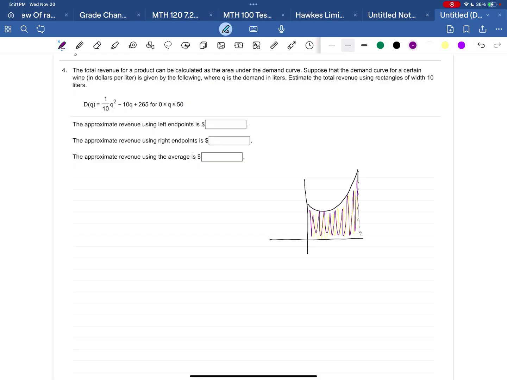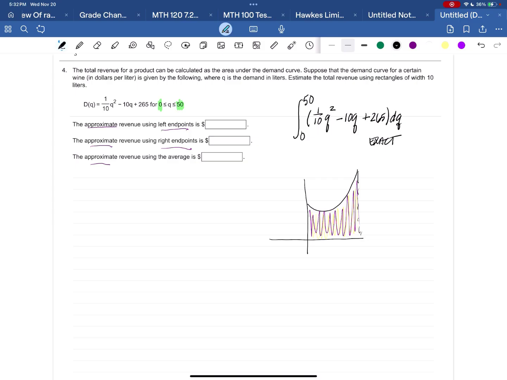Now, they want us to approximate the revenue first by using what they call the left endpoints and then by using the right endpoints. Now, it would absolutely be easier just to do the calculus on this, which would be from 0 to 50, right? They tell us 0 to 50 of 1/10 q squared minus 10q plus 265 dq. That will give us the exact.